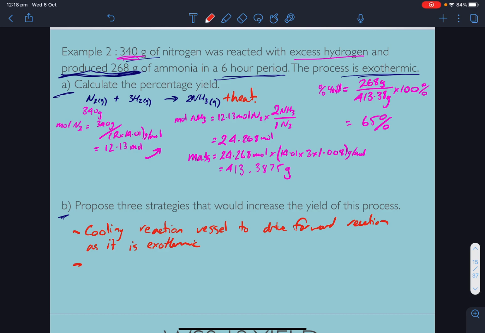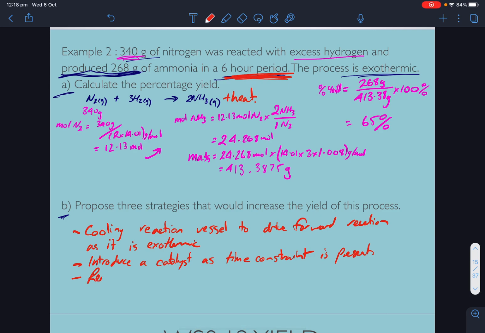What else? We talked about the 6-hour period and the fact that catalysts don't increase the yield, but they can get there in a shorter amount of time. So we can say introduce a catalyst as time constraint is present. So we can increase the yield in the shorter amount of time before it reaches equilibrium. What's another thing that we can do? Remove ammonia. Remove ammonia from reaction vessel.